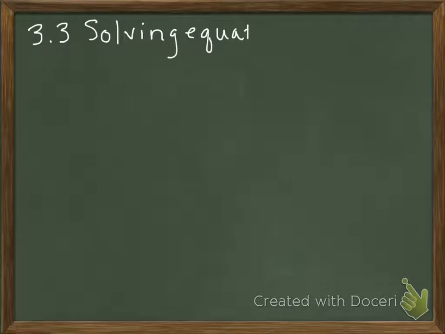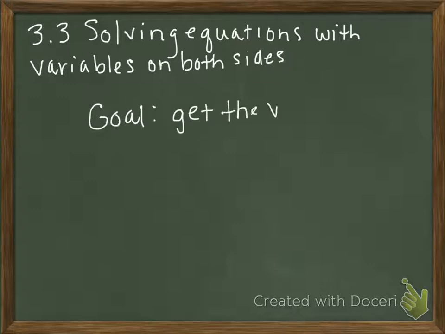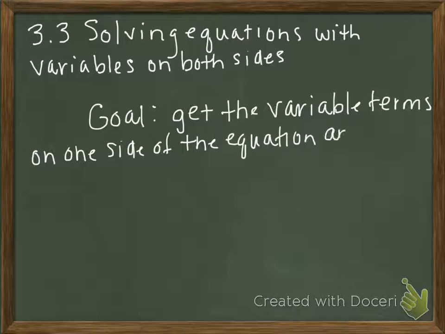Okay, we're going to look at section 3.3, solving equations with variables on both sides. So you've already solved two-step equations, and now we're going to solve equations with variables on both sides. So our goal is to get the variable on one side and get all your constants on the other.